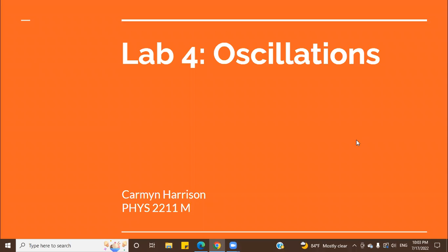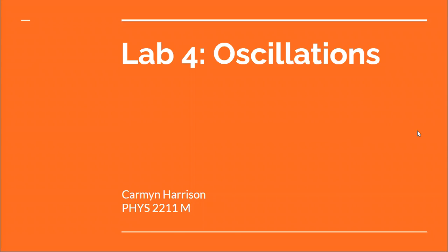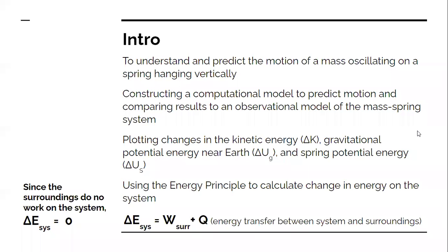Lab 4 is about oscillations of a mass spring system. In this lab, we need to construct a computational model as well as an observational model of the motion of the mass spring as it oscillates. We also are going to be creating energy graphs that are plotting changes in kinetic energy, gravitational potential energy, and spring potential energy. And throughout this lab, we'll be consistently using the energy principle in order to calculate these changes in energy.